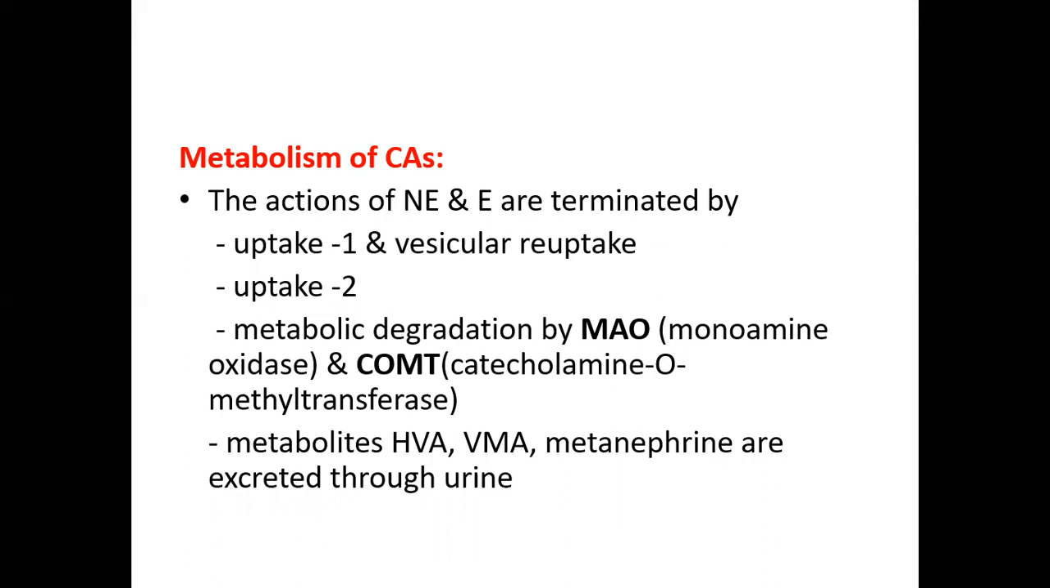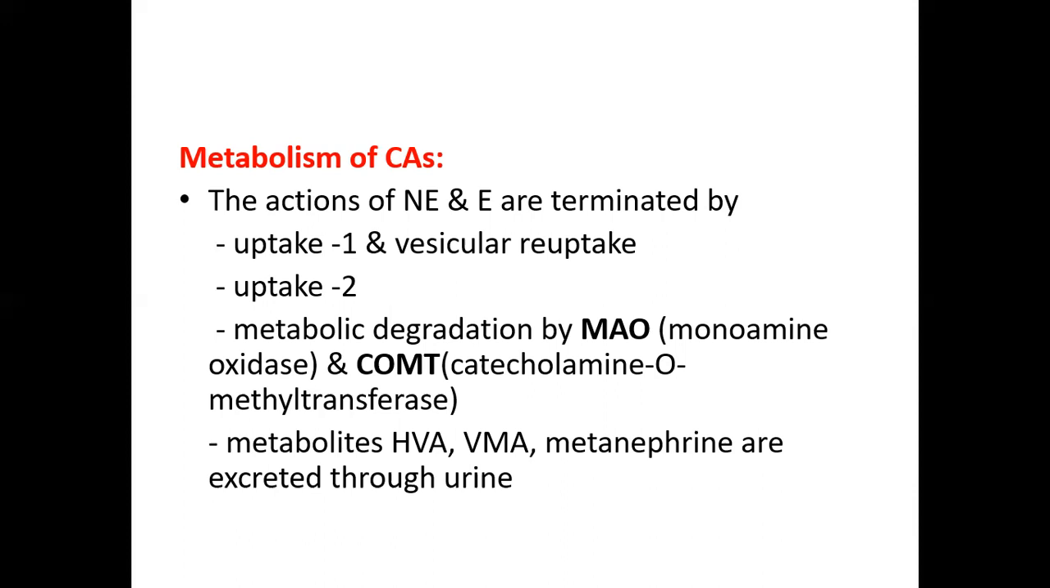Dopamine forms HVA, norepinephrine gets degraded to VMA, and epinephrine gets degraded to metanephrine. All this degradation process is carried out mainly by two enzymes, MAO as well as COMT, that is monoamine oxidase as well as catechol-O-methyltransferase. The degraded products are VMA, HVA as well as metanephrine.